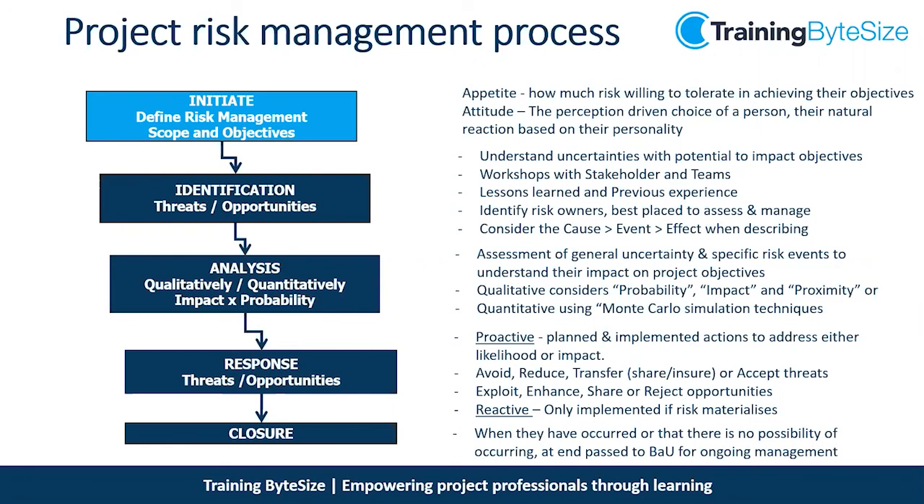So the closure is when they have occurred and there's no possibility of it occurring or reoccurring, or at the end of business as usual for ongoing management. So when you hand over to your transition, you go into business as usual. It's no longer your risk as a project team. It's closed. You don't need to manage it anymore. It's someone else's ongoing concern, if there is still a risk, but it shouldn't be, hopefully.